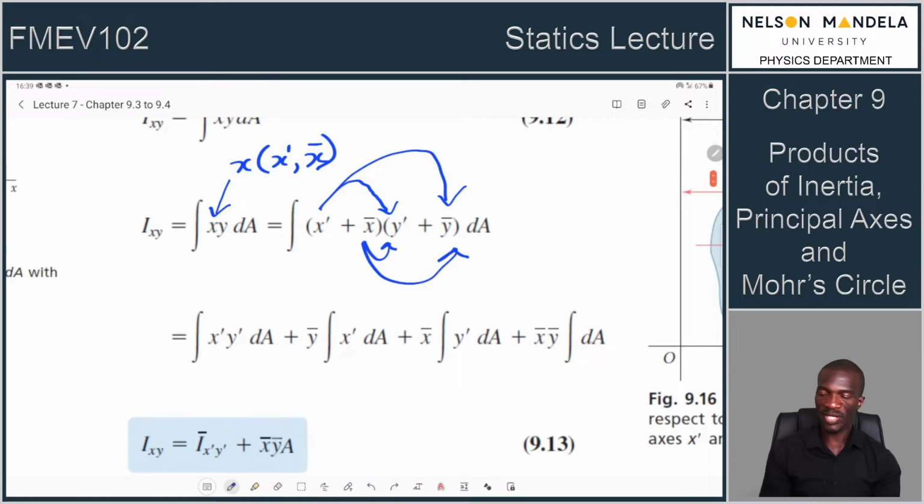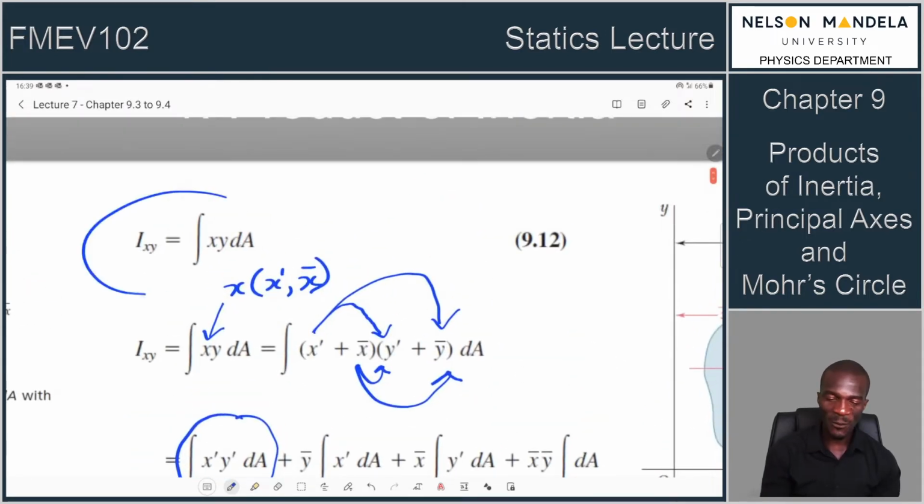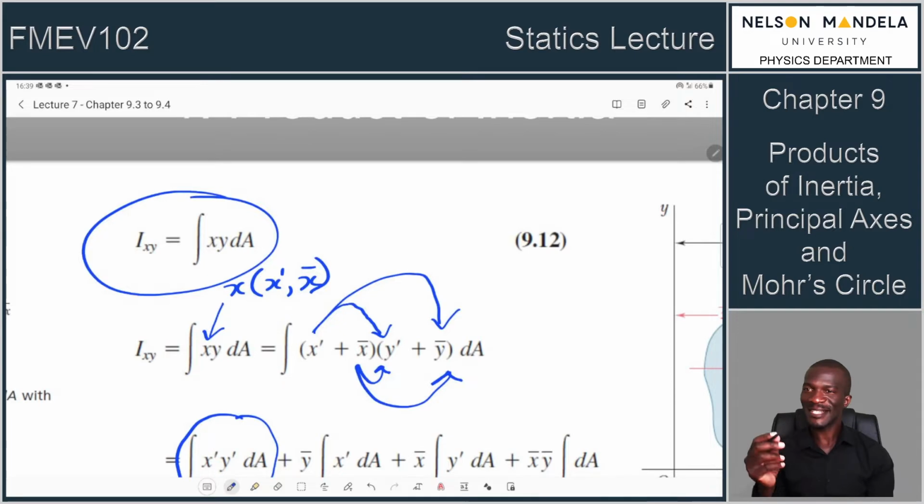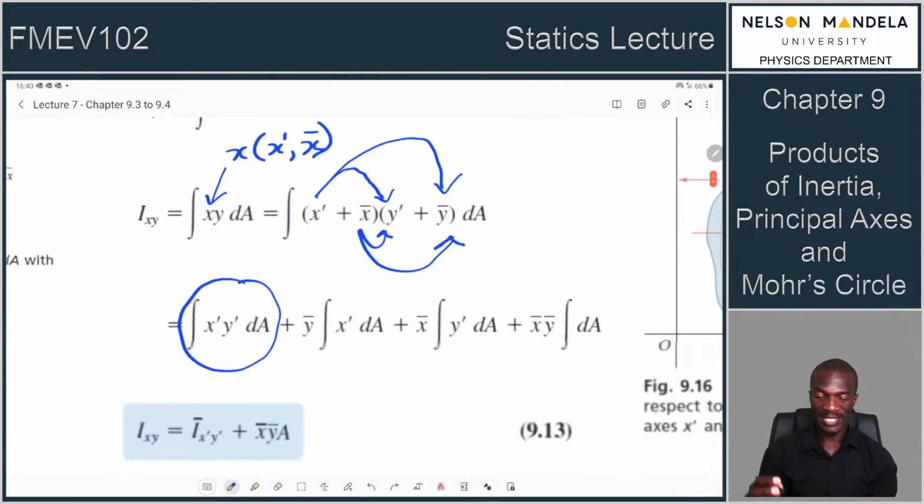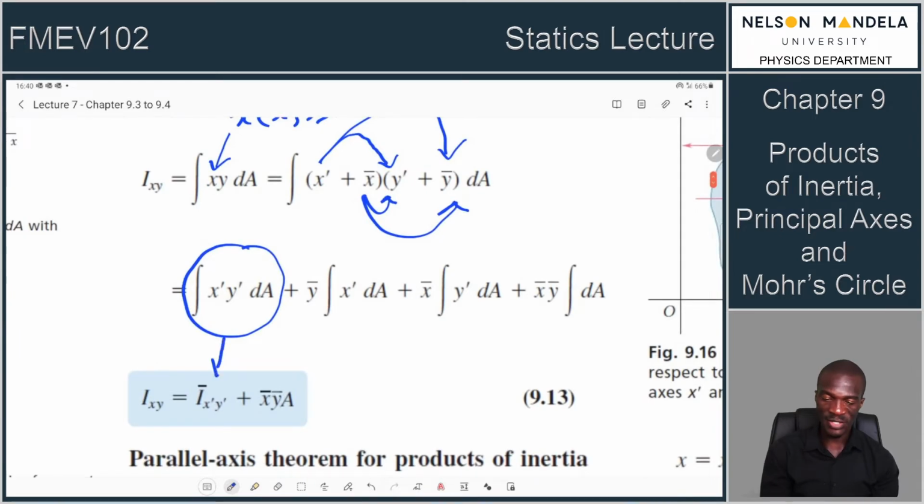So in the end, we have an equation that states that the product of inertia about the xy axis, the original axis, is equal to the first parameter, which actually is in the same format as that equation. It's also an integral of an xy, but the xy that we are discussing is the centroidal xy. So therefore there is this I bar, which, if you still remember the parallel axis theorem, is for the centroidal moments.